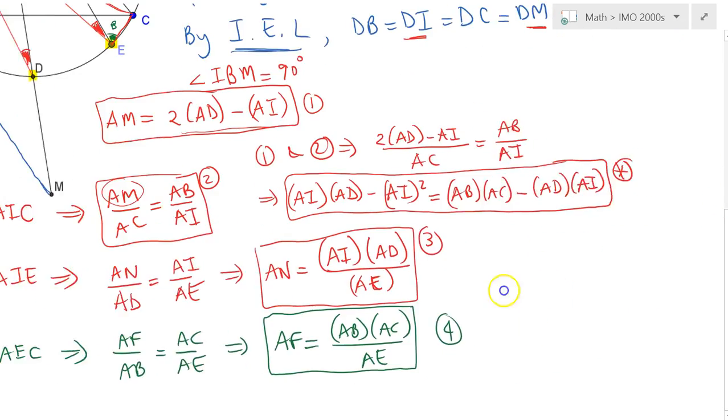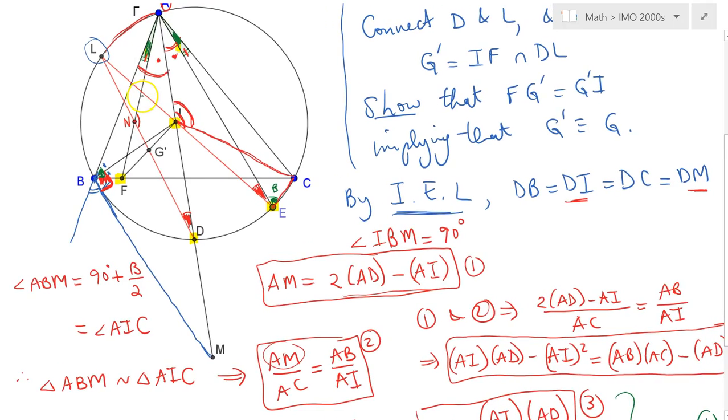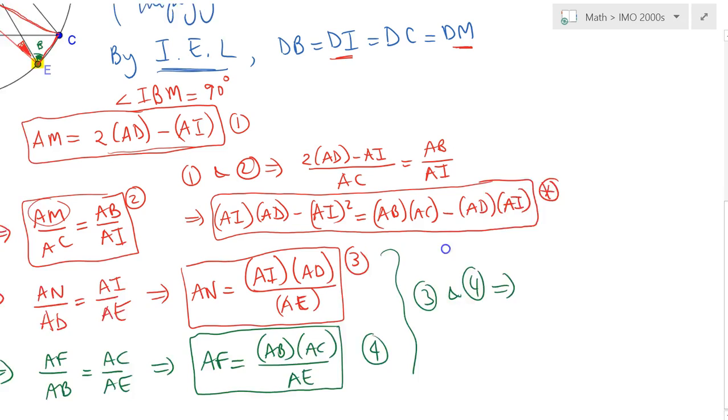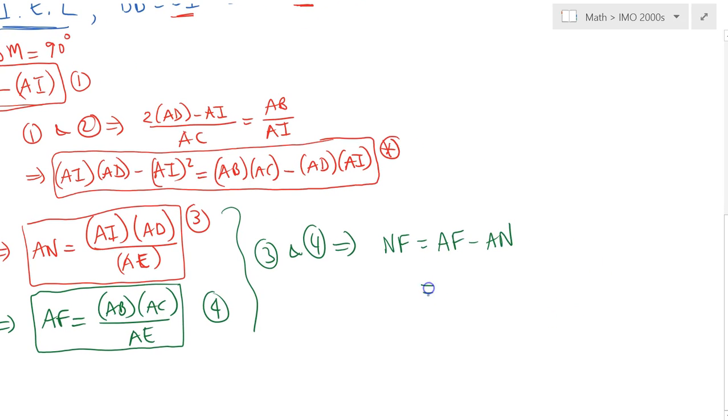Now combining 3 and 4, we know AN, and I know AF, so therefore NF is the difference. NF, which is simply AF minus AN, you just substitute for AF and AN from expressions 4 and 3. That would simply be equal to AB times AC over AE minus AI times AD over AE. So actually we have the common denominator, so let me make use of that.